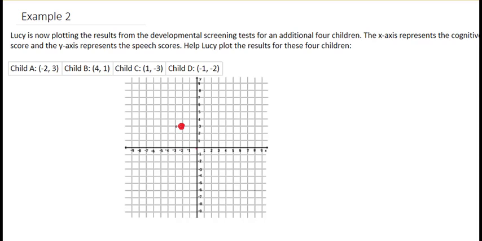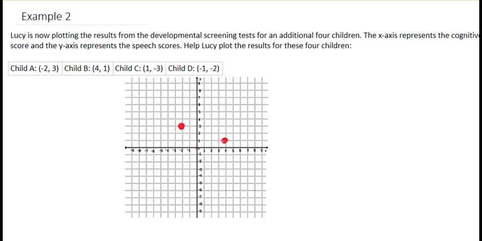Now let's look at child B. It's 4, 1. So we go to the x-axis. We start at the origin. We go over 4 places: 1, 2, 3, 4. We'll end at the 4, but then we have a 1 in the y direction. So we're just going to go up 1. So right there.